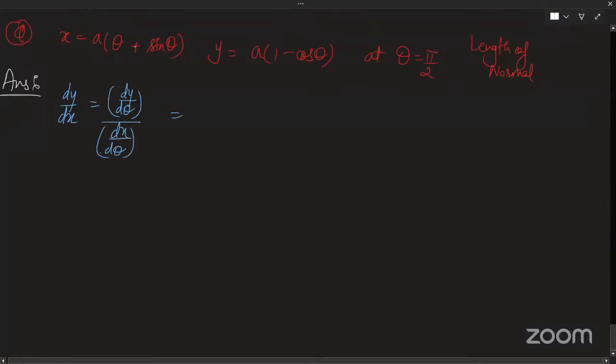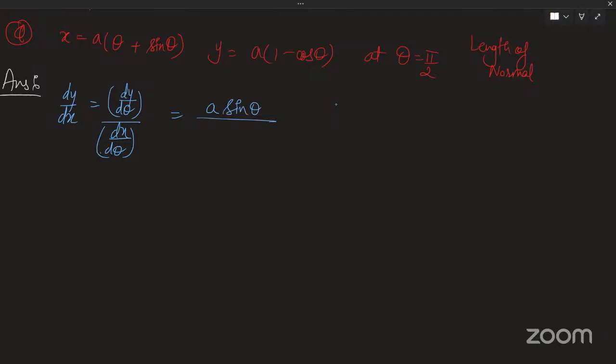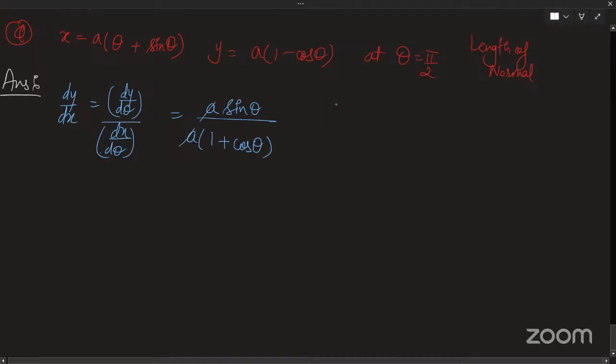So can you tell me what is the value of dy by d theta? Tell me just the direct value. How will you differentiate y with respect to theta? A into sine theta, right? Divided by, what about this? It will be a into 1 plus cos theta, right? A and a got cancelled, so it came out to be sine theta divided by 1 plus cos theta.